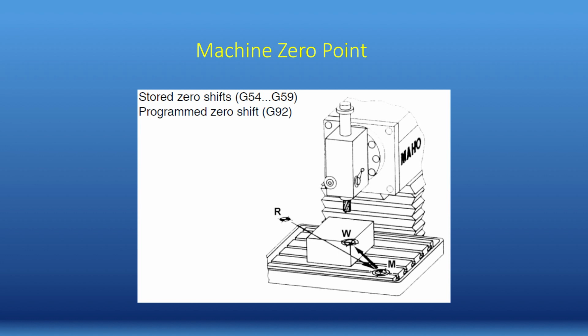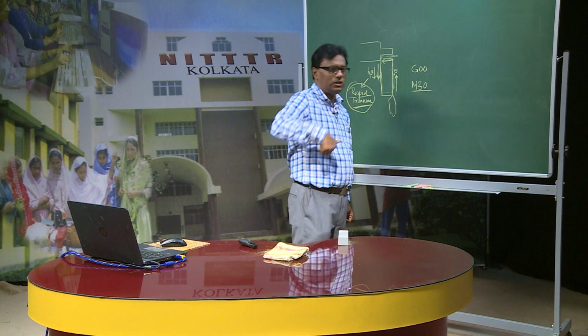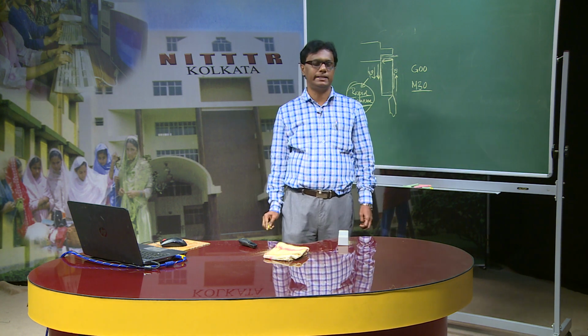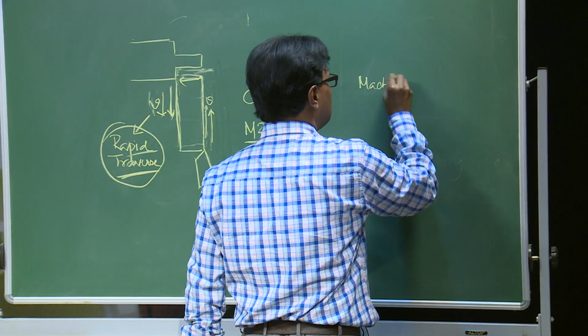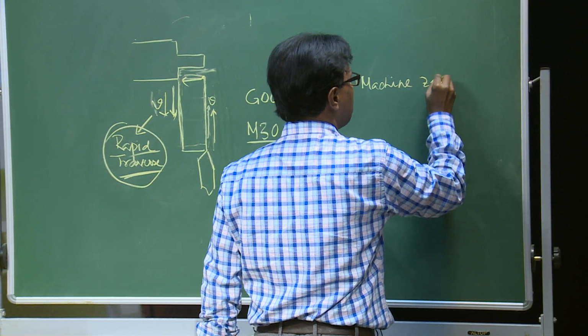As I told you, this is where the coordinates are counted from. This is called machine 0.